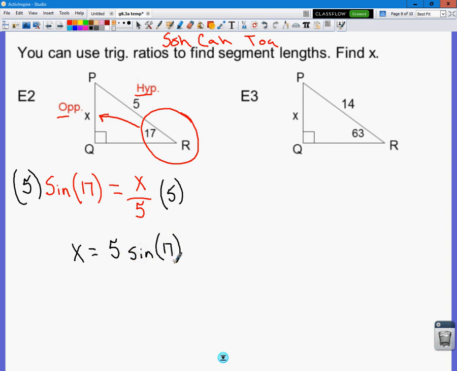Now, I want to make sure that everybody understands how to use their calculator, because everything else from this point is just a calculator function.